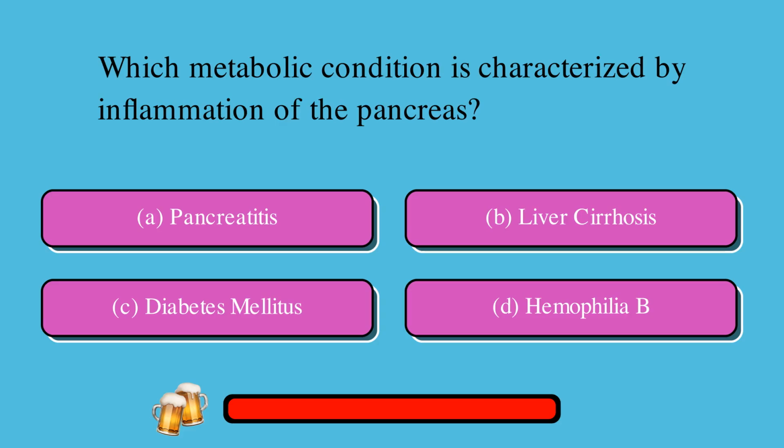Which metabolic condition is characterized by inflammation of the pancreas? A. Pancreatitis, or B. Liver cirrhosis, or C. Diabetes mellitus, or D. Hemophilia B? The correct answer is A. Pancreatitis.